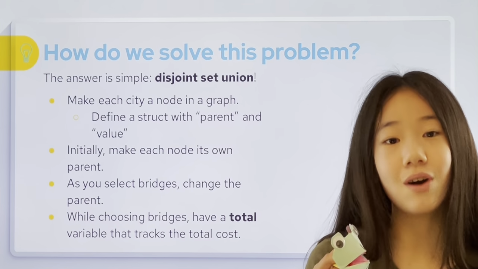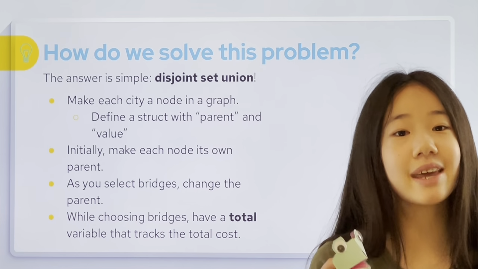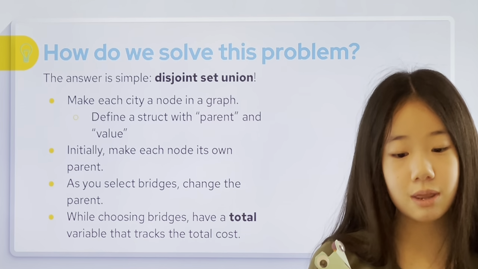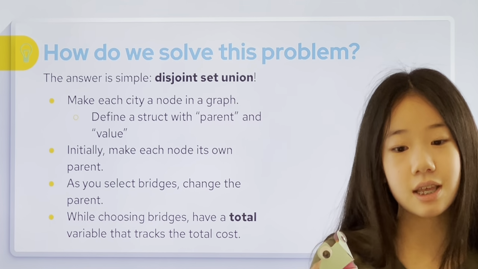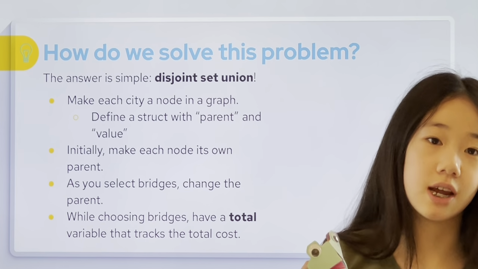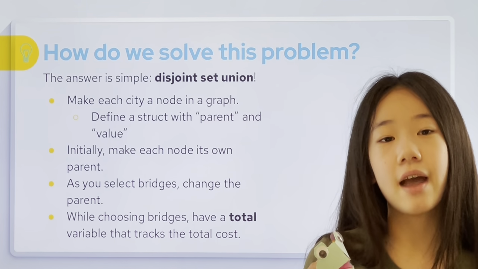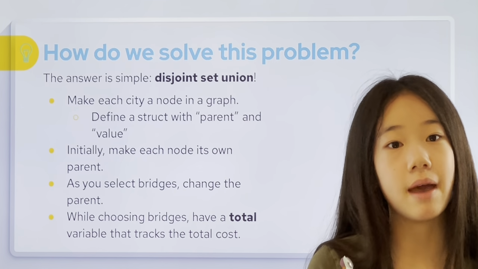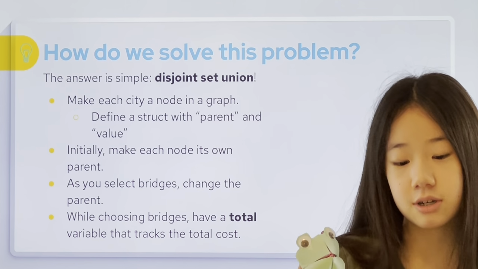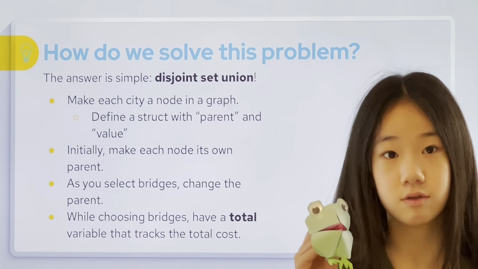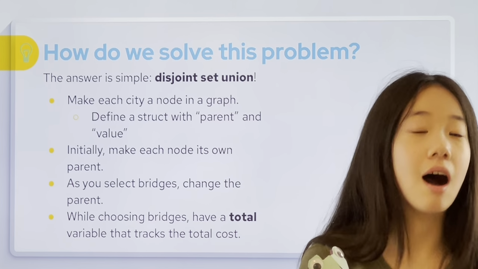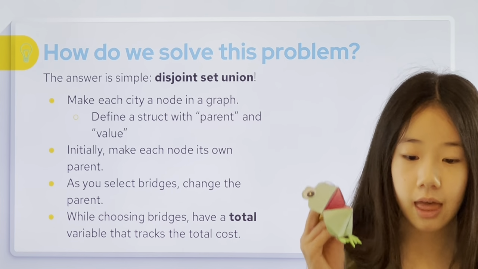We use disjoint set union, which means that we make every city a node in a graph, and then we define a struct with parent and value. Initially, we make each node its own parent, but as we select bridges, we change the parent. For example, if A and B are being connected, then we make A the parent of B. Additionally, while choosing bridges, we want to have a total variable that tracks the total cost, meaning that as we place bridges, we add the cost to the total cost variable.